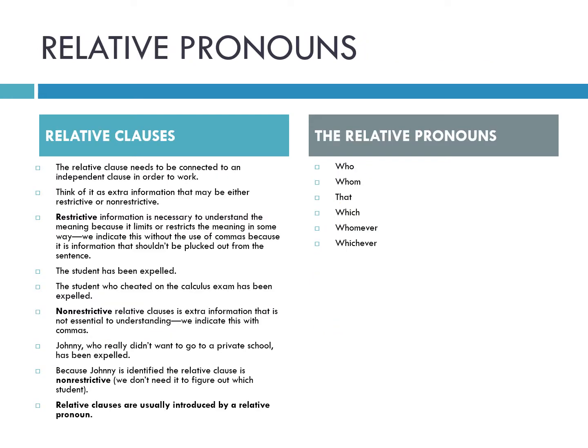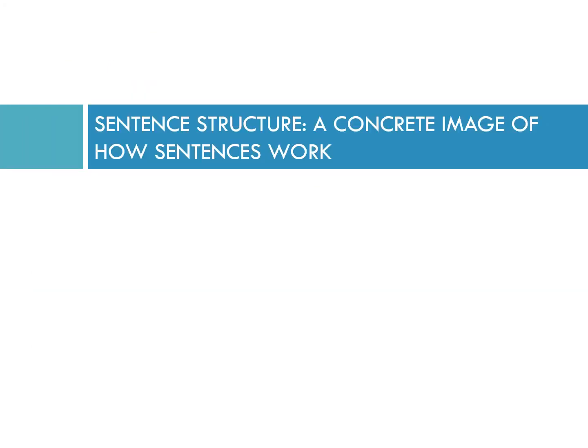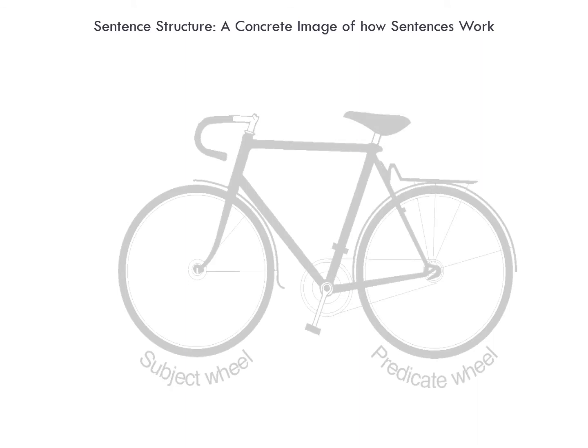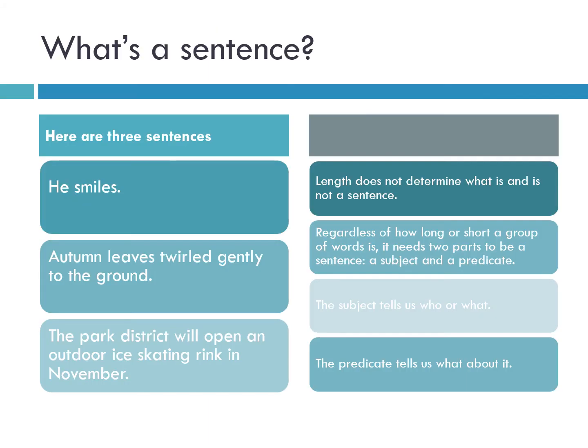And we've gone over relative pronouns previously, but here's more information. And I've given you a definition of the relative pronouns in the chapter 5 PowerPoint. Sentence structure, a concrete image of how sentences work. So what I've done here is there is a subject wheel and a predicate wheel, and I'm just using a bicycle as an example for how to think of how sentences work. So what's a sentence? And again, this is a review from chapter 5.